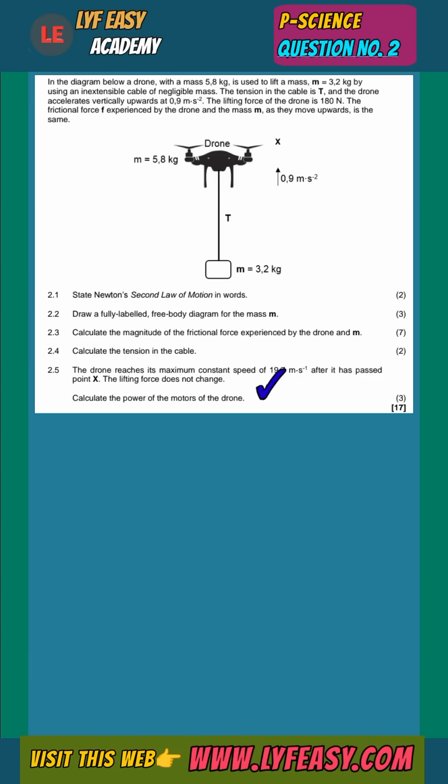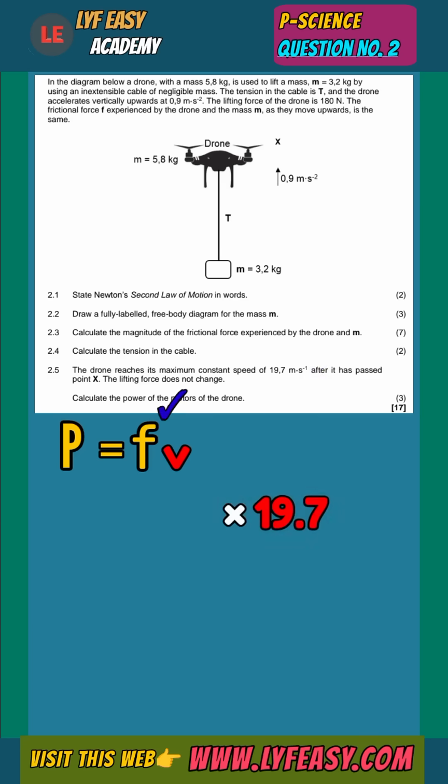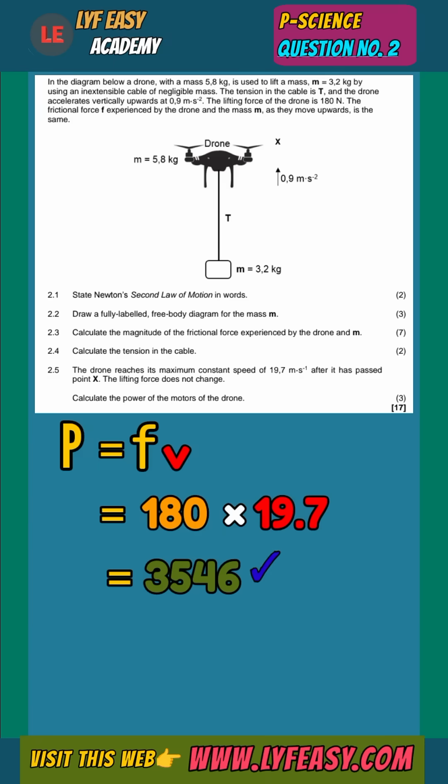To calculate power, we use this formula of power, which needs velocity and applied force. That velocity and applied force we need is given from this short statement, and applied force is this 180 newtons. Because it has not changed, we fill in this formula. We get power of 3,546. The unit is watts.